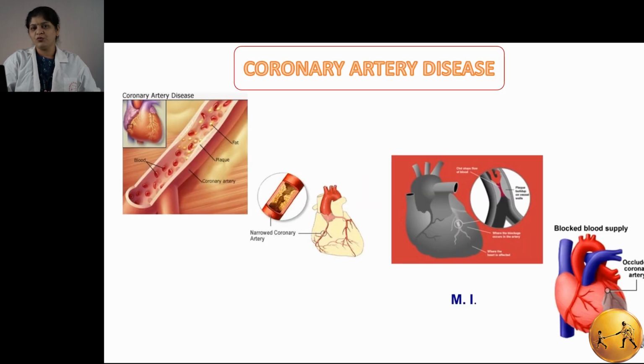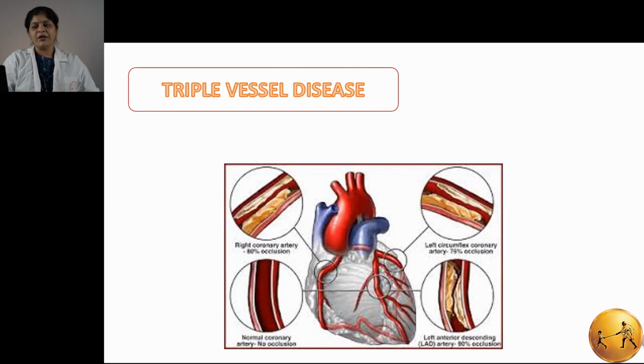Now coming to the applied aspect. We know the coronary arteries, their origin, their branches and their distribution. We are also aware of the venous drainage of the heart. Now let us see how it is clinically important, the applied aspect of the coronary arteries. Coronary artery disease is a very silent killer. It is because of the deposition of plaques in the lumen of the coronary arteries, and because of that the lumen is reduced.